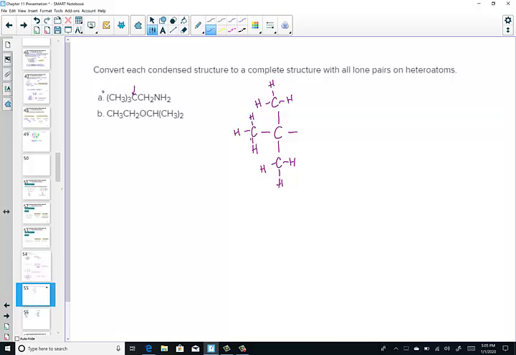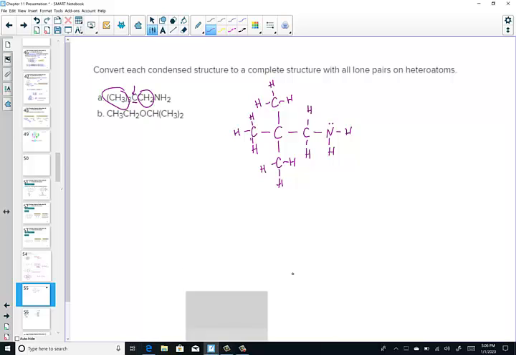So 3 methyl groups onto this carbon, and that's what we have so far. That carbon then is attached to a CH2 group, so I know that that carbon with its 4 bonds is leading out to 2 hydrogens, and the 4th leading out to a nitrogen who's attached to a couple of hydrogens, and of course we understand nitrogen would require its lone pair. So there's the complete structure with all the lone pairs on the heteroatom of nitrogen.